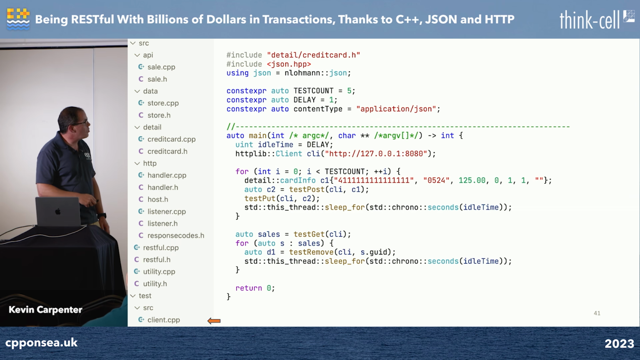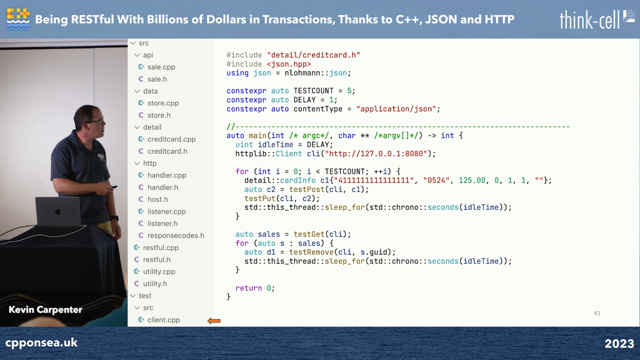Okay. So now we're going to turn around and look at the client part, which we're using to test this. I've got a little more than 10 minutes left, so we'll get a quick overview. You can see from the const autos, we're just setting some test count, a delay, content type. So httplib client, we're calling it CLI and we're passing in a URI to it. And that's really all there is to starting up the client HTTP.